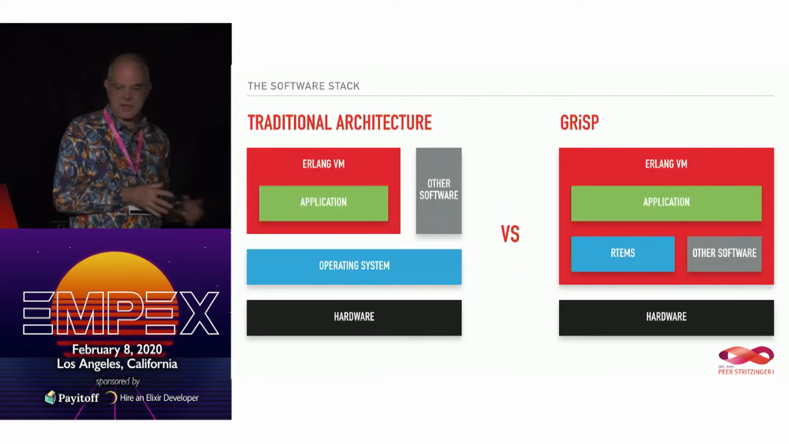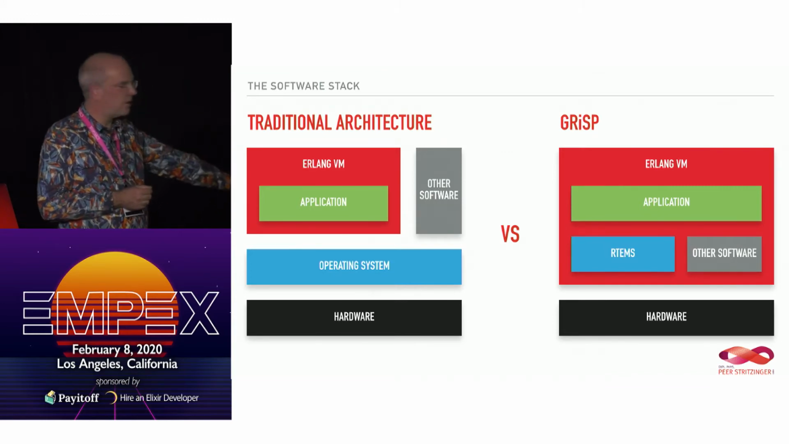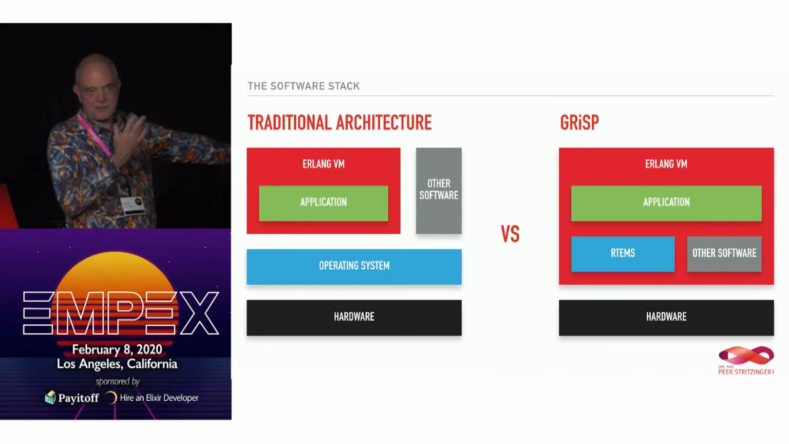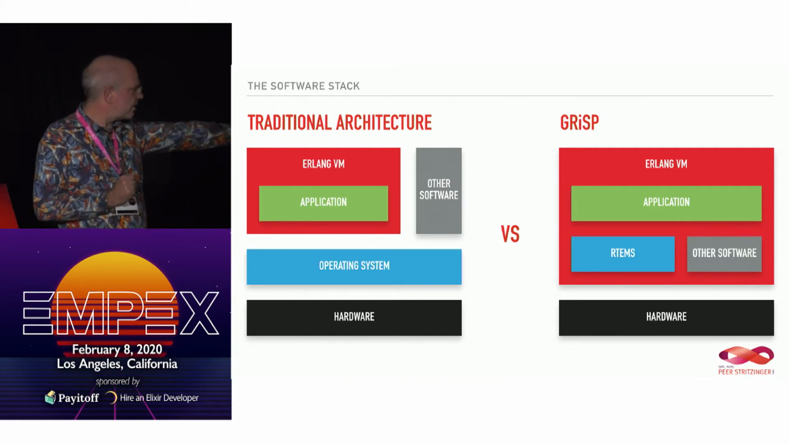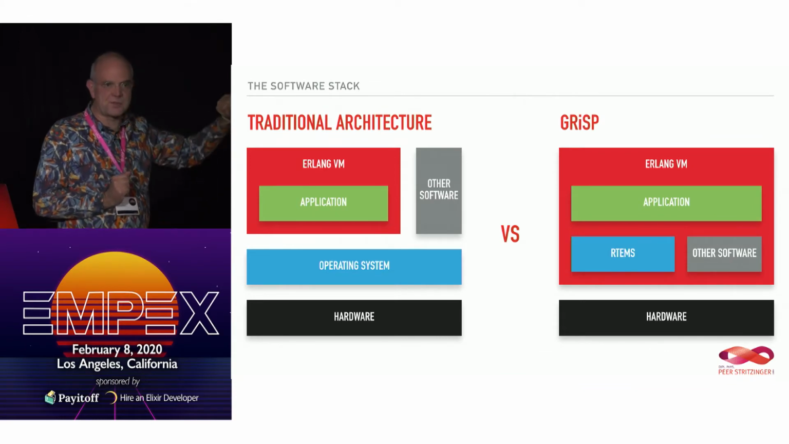So that looks like this. You have a traditional architecture on the left. You have normally your hardware. On top of the hardware is the operating system kernel, like the Linux kernel, for example. Then on the Linux kernel, the Erlang VM runs. In the Erlang VM, your application runs. Then you have other software on top of the kernel.